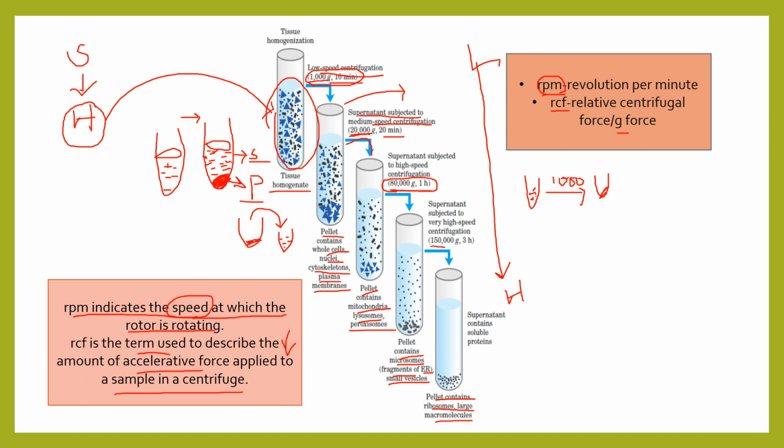The pellet has whole cell nuclei, cytoskeleton, and plasma membrane. Got it? Then the supernatant present here, we will collect in another test tube. Again we centrifuge, this is 20,000 G. Again we centrifuged it, and we got what?